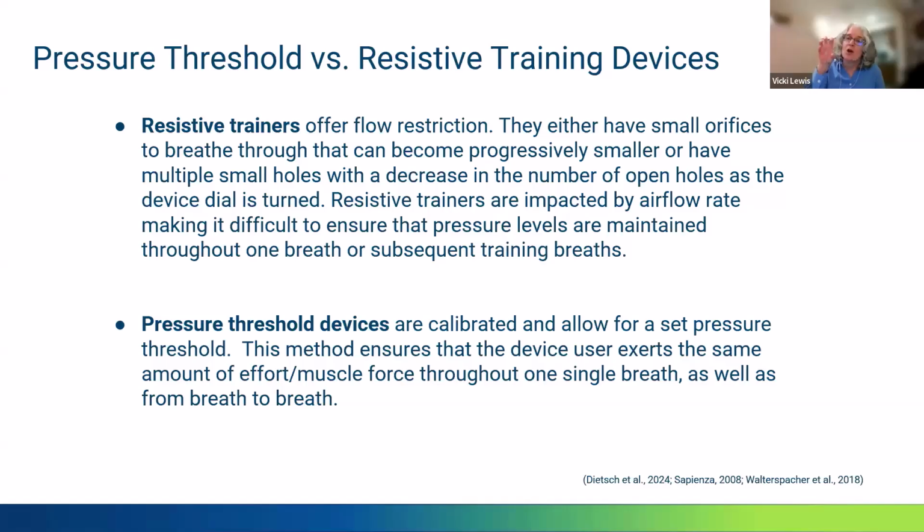So think of a large diameter hole and then a smaller diameter hole. As a dial is turned on that device, the space gets smaller. And these trainers are impacted by airflow rate. The patient can actually vary their airflow rate, not intentionally, it's just something that happens. So with resistive trainers, it's a bit of a challenge to maintain the pressure from breath to breath and even throughout one breath. But a pressure threshold device is a bit different.